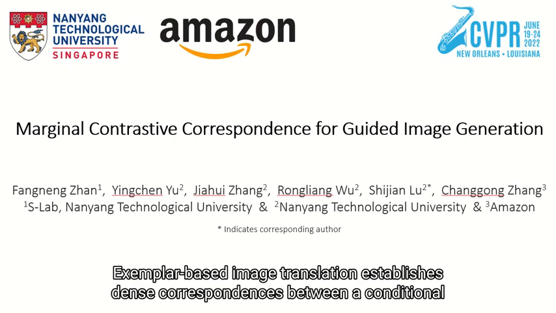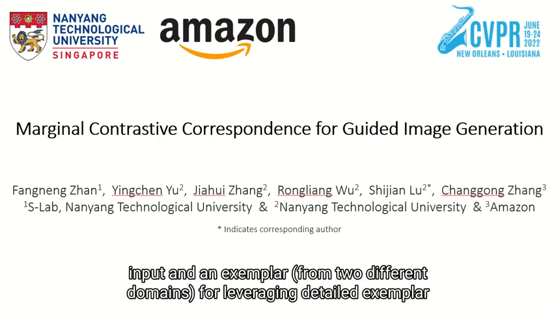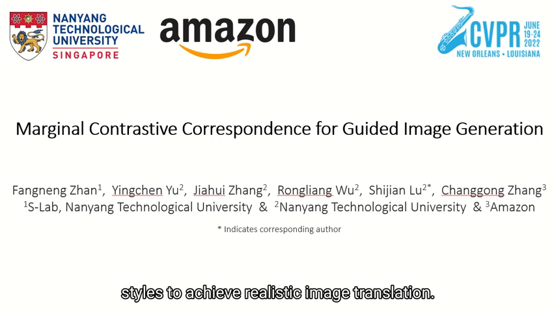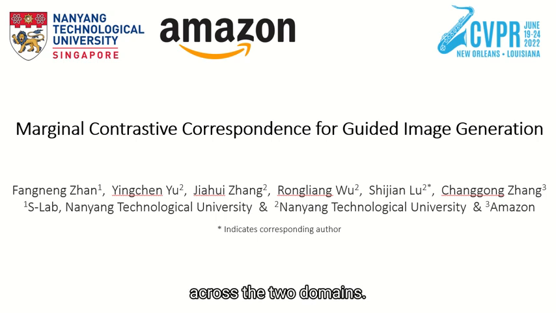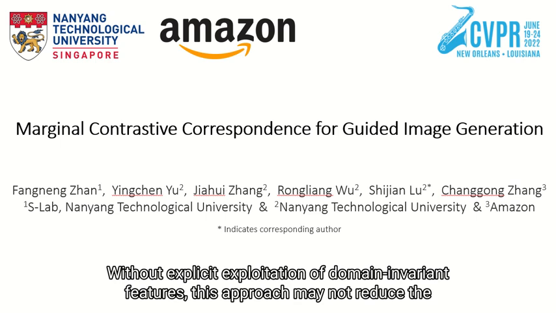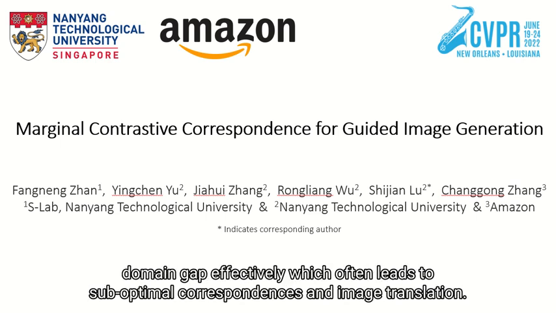Exemplar-based image translation establishes dense correspondences between a conditional input and an exemplar from two different domains, for leveraging detailed exemplar styles to achieve realistic image translation. Existing work builds the cross-domain correspondences implicitly by minimizing feature-wise distances across the two domains, without explicit exploitation of domain-invariant features. This approach may not reduce the domain gap effectively, which often leads to suboptimal correspondences and image translation.